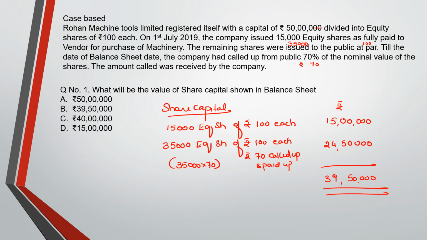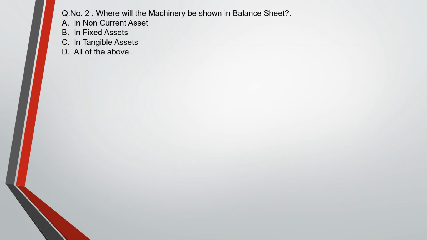So when we add this up together, we get 39,50,000. So that would be the amount. So option B, 39,50,000 would be the value of share capital to be shown in the balance sheet. Hope that is clear. Moving on, we'll go to the second question on the basis of this. Where will the machinery be shown in the balance sheet?